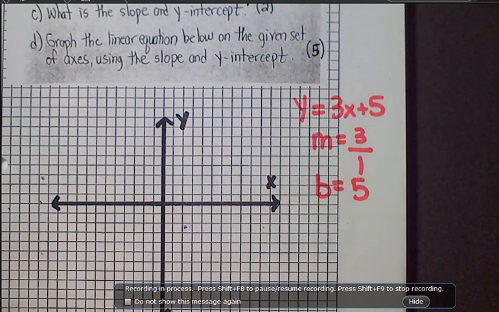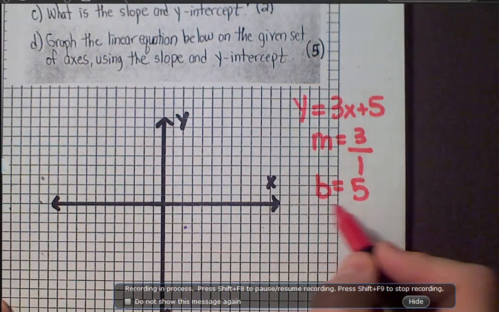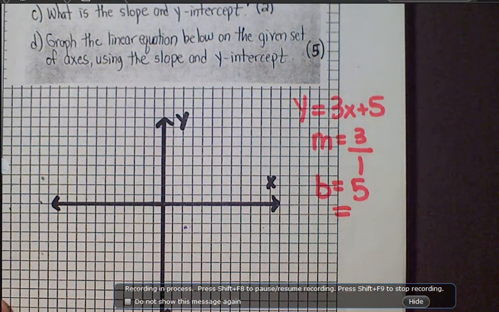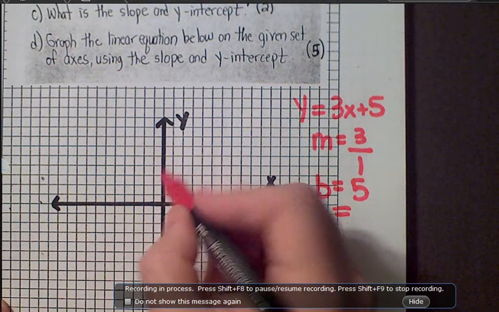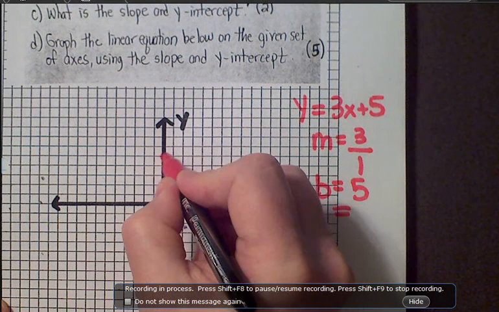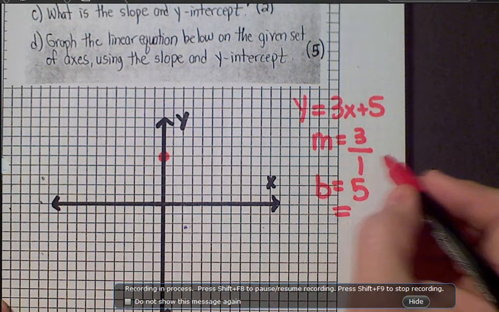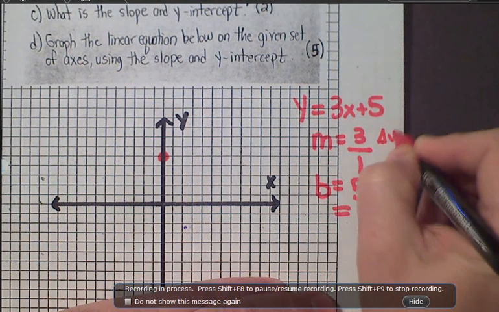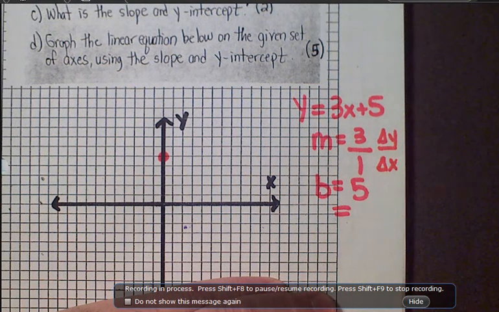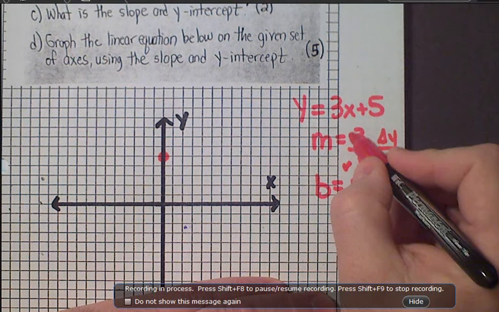When we're graphing a linear equation using those two pieces, we're not going to set up a table of values. We're going to start at the y-intercept, which is going to be a plus 5. That means when I get to the y-axis, which is your vertical axis, I go up 1, 2, 3, 4, 5, and I make a dot. That's going to be where your line crosses your y-axis. And then from there, I'm going to use my slope. Now remember, slope is your change in y over your change in x. So from the point that I graphed, I'm going to go positive 1 in the x, and then a positive 3 in the y.